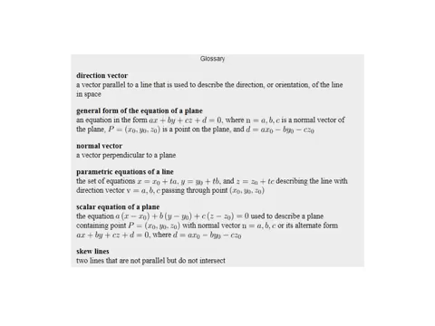Glossary, it's for reinforcement. Direction vector, a vector parallel to a line that is used to describe the direction or orientation of the line in space. General form of an equation of a plane is given by ax plus by plus cz plus d equals 0, where the n vector has coordinates a, b, c, is a normal vector of the plane with point x0, y0, z0, which lies on the plane, and d equals minus ax0 minus by0 minus cz0.